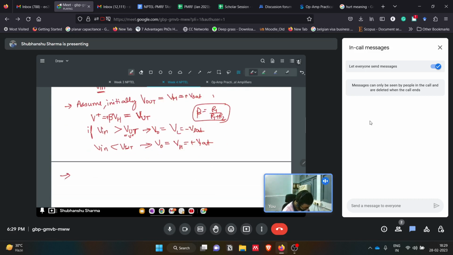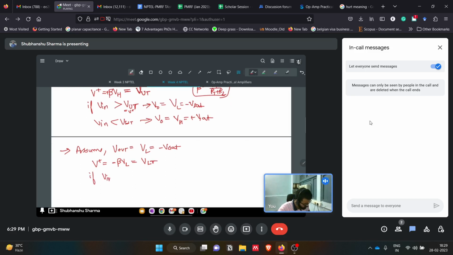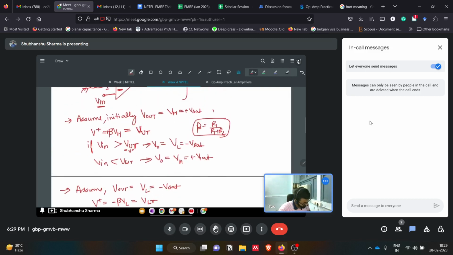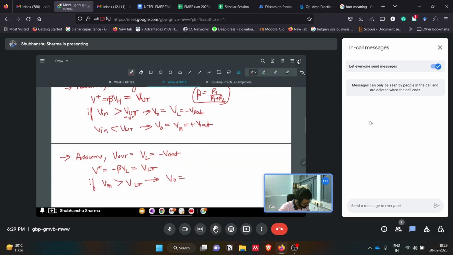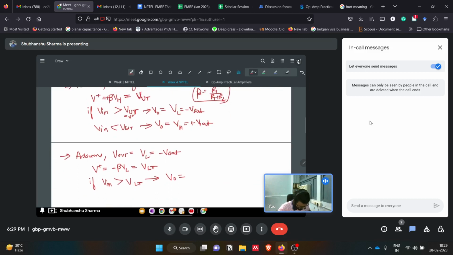Another case is, assume V output is VL, that is minus V sat. Then what will happen? V plus equals minus beta of VL, that is the V lower threshold. So if V in is greater than the V lower threshold, what will happen to V naught? V in voltage is greater than V lower threshold, which is here. So it was high, now it will be low. V output will be V low.